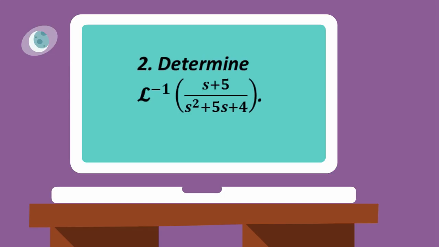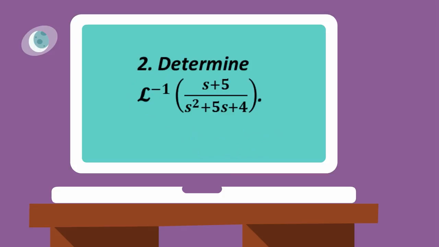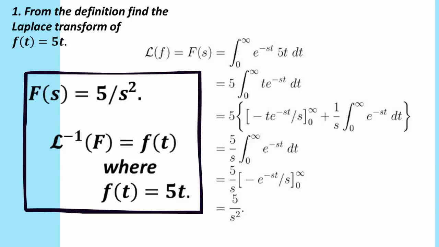In this second question, we haven't seen yet what this L with the power of -1 means. It's the inverse Laplace transform. And you've probably seen inverse functions in your studies, but if I just go back to question 1, we can explain it with this example. We saw here that if we have f of t equals 5t, the Laplace transform is 5 on s squared. So we say that the inverse Laplace transform of big F is equal to f of t, where f of t is equal to 5t.